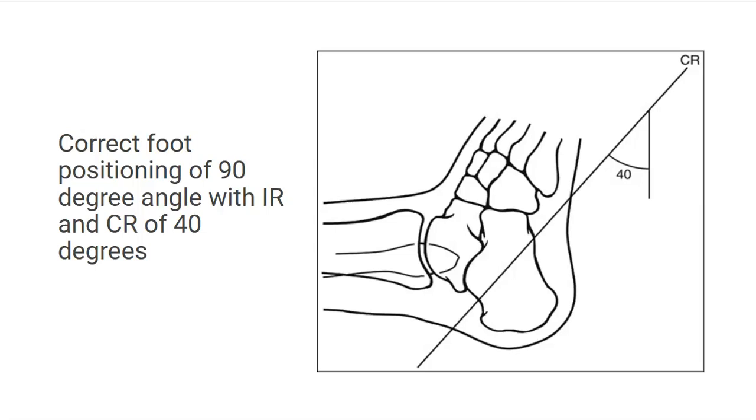To maintain proper visualization, a 40-degree cephalic central ray angle is used, aligning it parallel to that joint space. This positioning also directs the central ray nearly perpendicular to the long axis of the calcaneal tuberosity. However, because the tuberosity is tilted relative to the IR, there will be some elongation present.